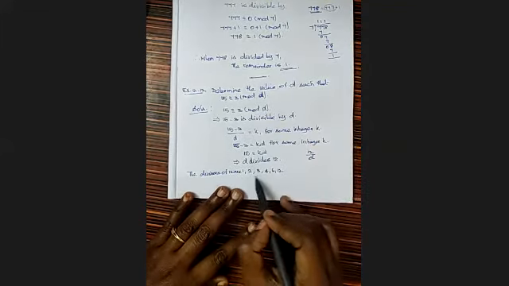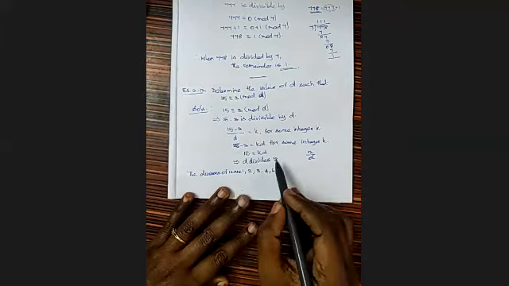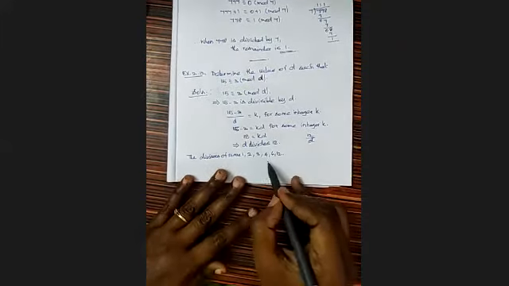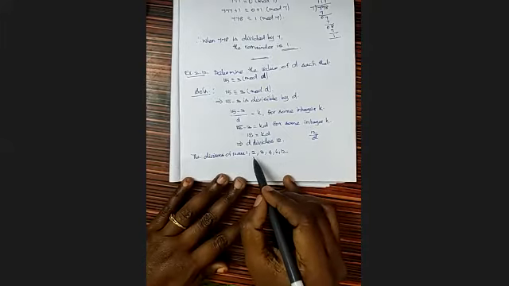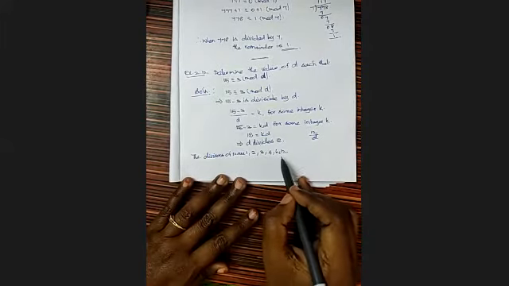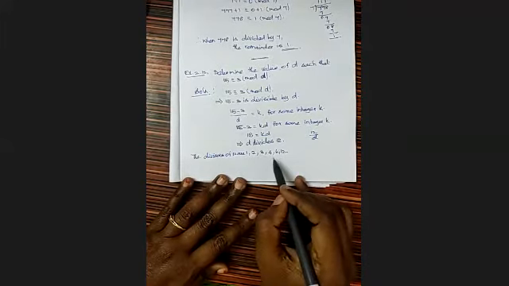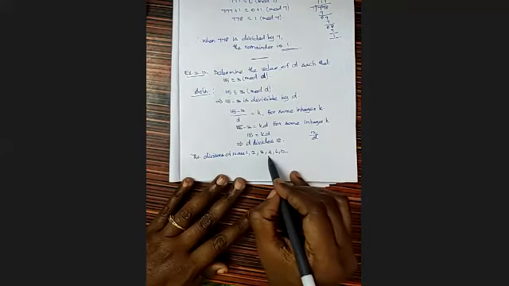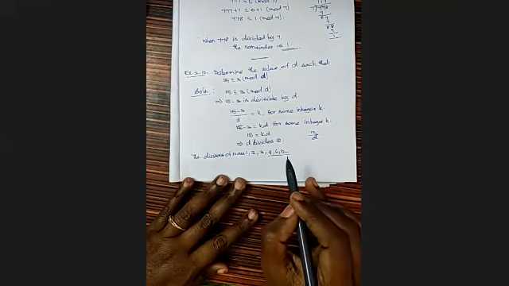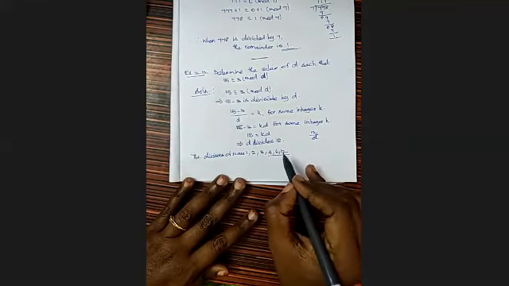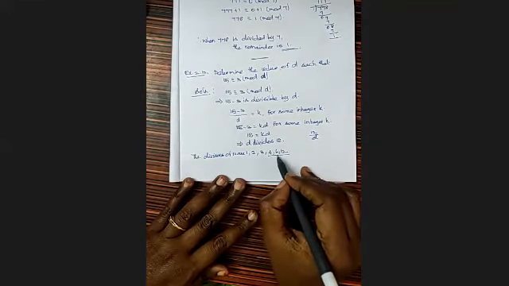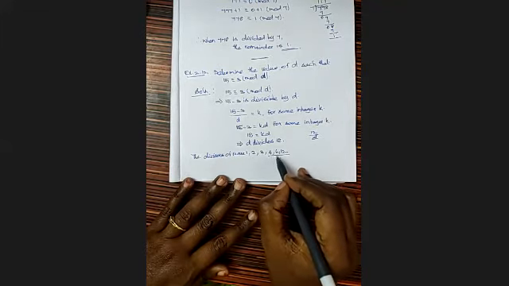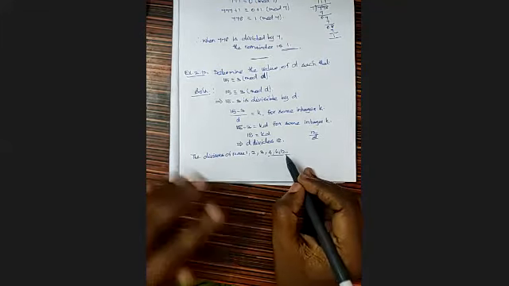So what are the values greater than 3? The divisors of 12 are 1, 2, 3, 4, 6 and 12. Here, the values greater than 3 are 4, 6 and 12. So the possible values of D are 4, 6 and 12. Okay, children?